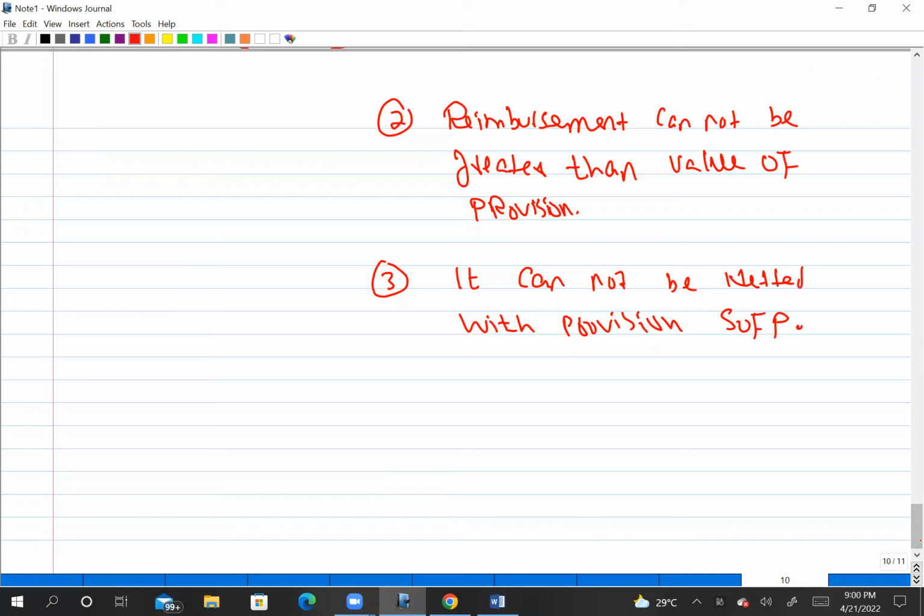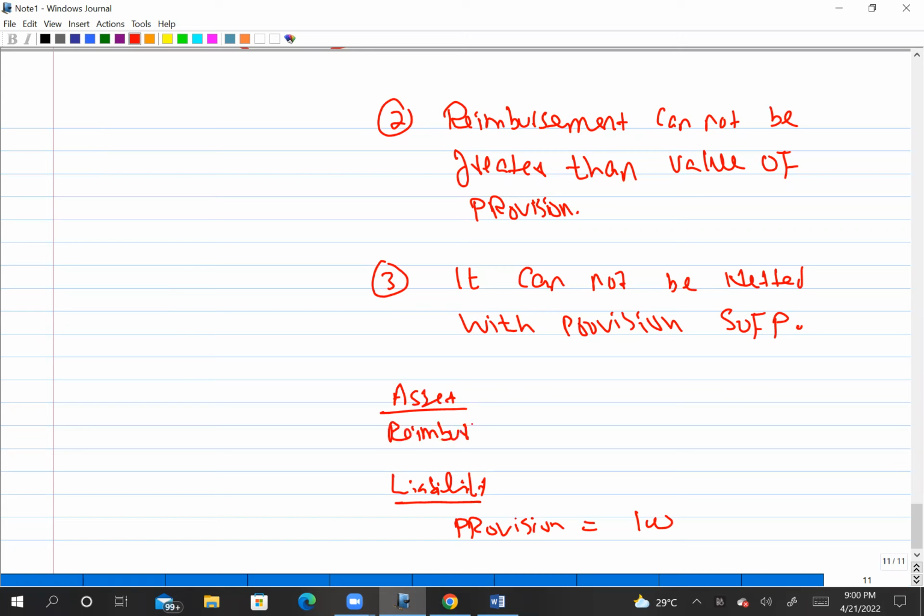That means the provision will be shown separately in the balance sheet, and the reimbursement will be shown separately in the statement of financial position. We cannot net off the reimbursement and provision into a single amount. That is not allowed. So reimbursement will be recorded separately and will not be netted off against the value of the provision.